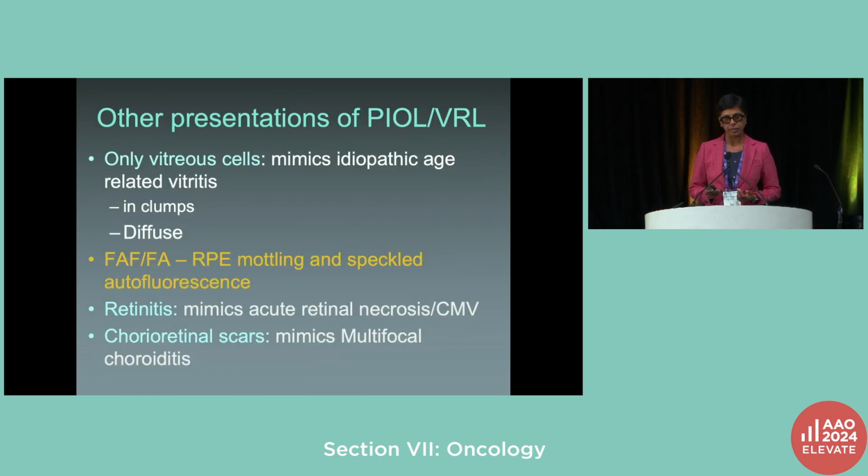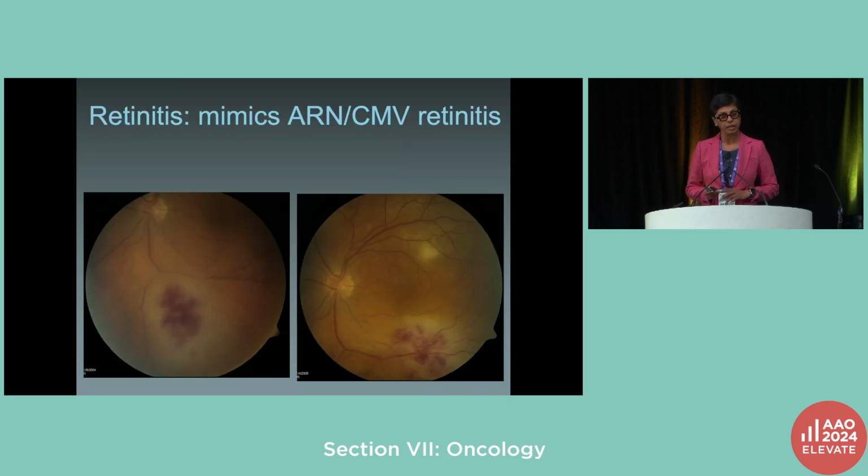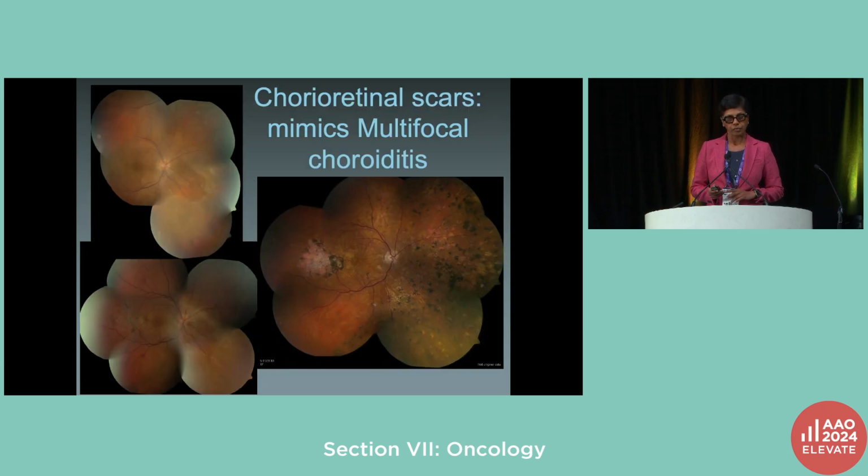However, there are other manifestations of primary intraocular lymphoma that may be not as easy to diagnose. One of them is if they come in with just vitreous cells. These vitreous cells can be either diffusely distributed or they could be in clumps. So if you suspect this, get an autofluorescence imaging, even if the fundus looks normal, so that might give you a clue. It can mimic ARN or CMV retinitis with retinal hemorrhages and retinitis. And of course, if these lesions heal, they can leave chorioretinal scars and can look like multifocal choroiditis.